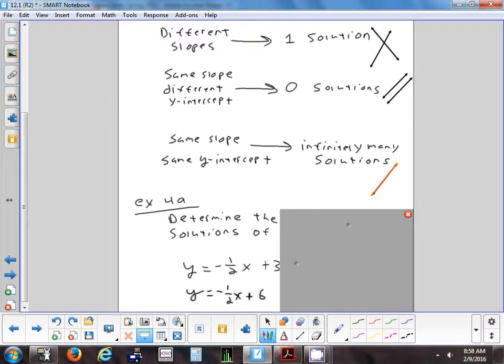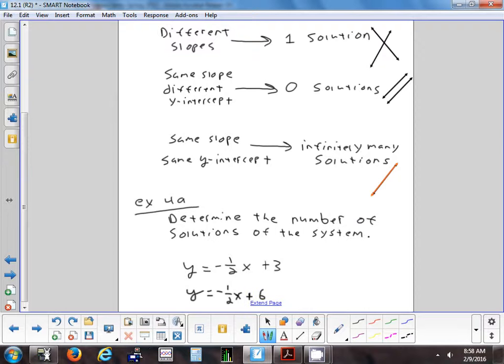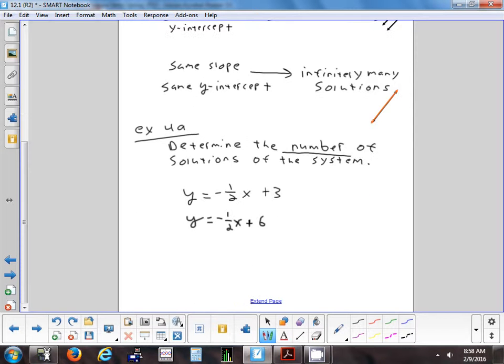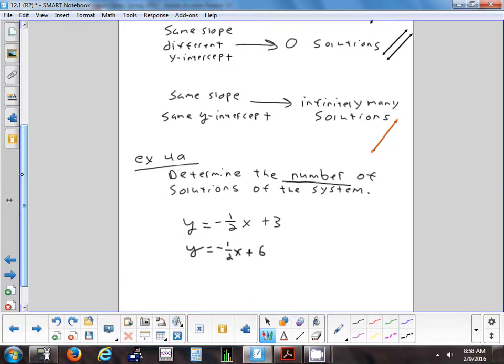Okay, so in this problem, all they're asking you for is the number of solutions. We don't want you to solve this. We just want to know, is it going to be 1 solution, no solution, or infinite solutions? No solution. Why do you say no solution? Because they have the same slope and different y-intercept. Perfect. I'm going to write that down.